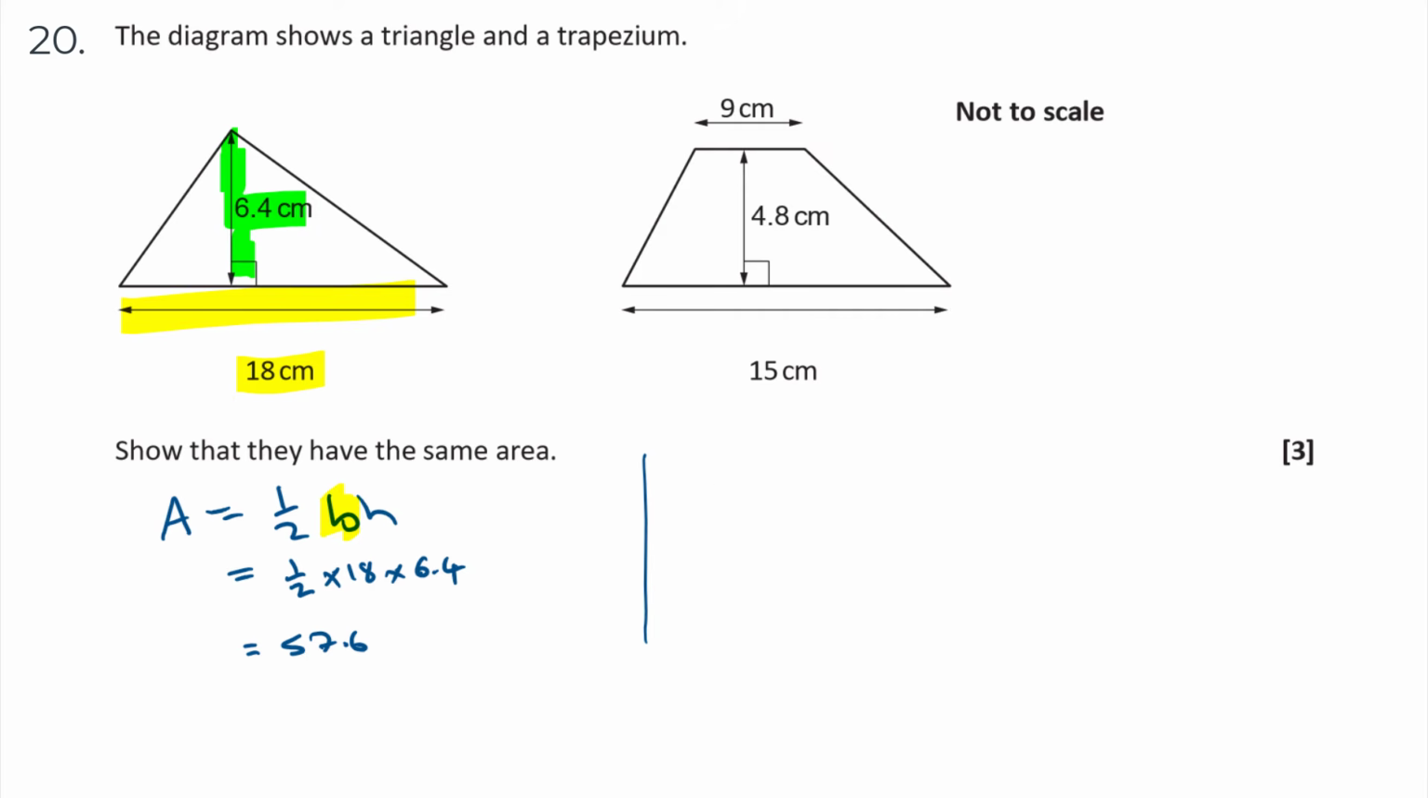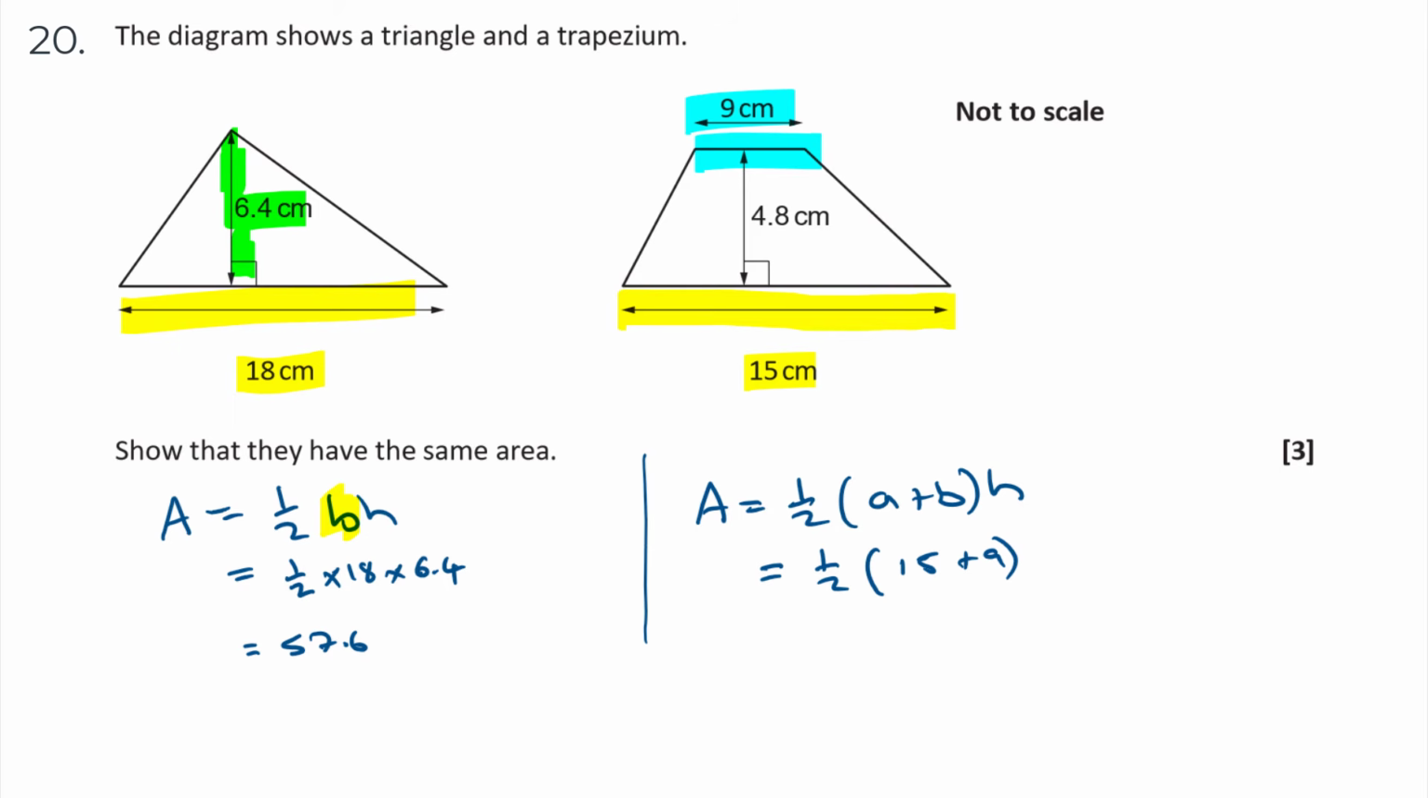Next up, we've got a trapezium, and the formula for a trapezium is a half times a plus b, which are your 2 parallel sides, times h. Essentially what you're doing is you're averaging out your 2 parallel sides, and then you're multiplying it by the distance between them. So your 2 parallel sides are this one, 15 and 9. Okay, so they're the ones that go in the bracket. So that's half of 15 plus 9, and then we're going to times it by the distance between them, which is this 4.8 here, isn't it? Times 4.8. Okay.